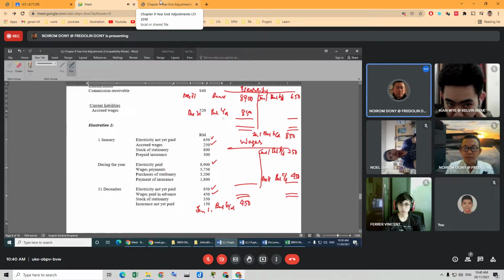Wages payment. Wages payment also the same thing. It will be paid by cheque, isn't it? So credit bank and debit wages. So debit 5,750. So I put particular bank. When? I put December 31st. Now, can you understand that?